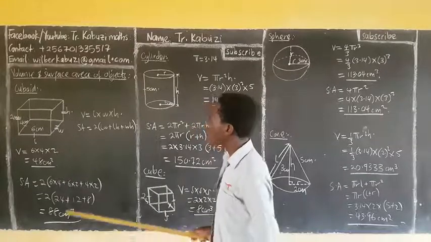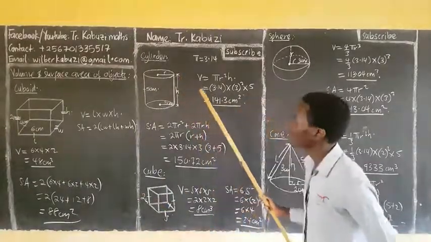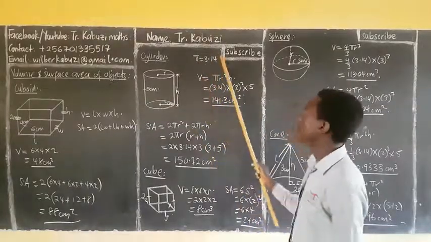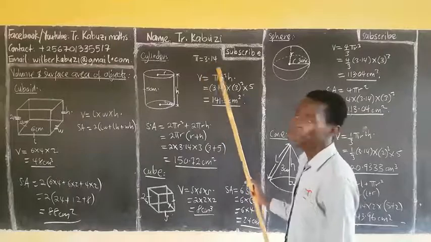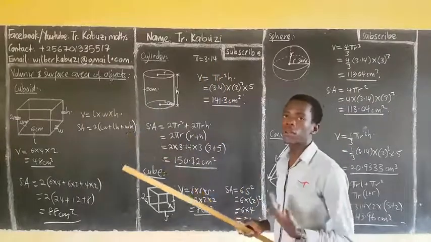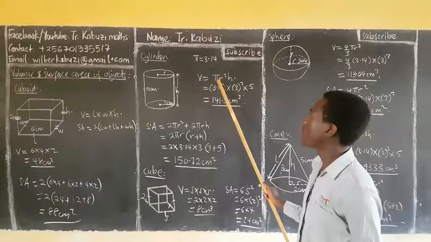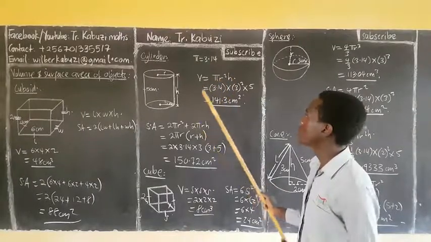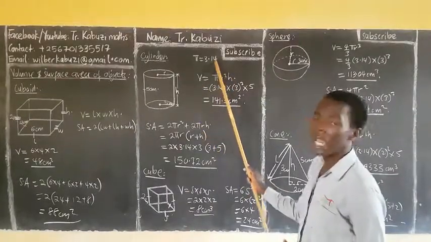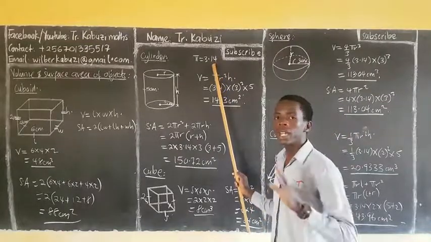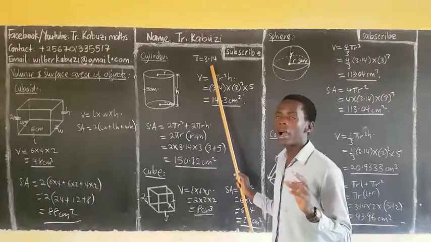Then when we come to the cylinder, in a cylinder we have the idea of pi. So if I define pi as 3.14, it means that's what we are going to use for that constant pi. From here, our volume is always pi r squared h. The value of pi is always given in the question. If they don't give it to you in the question, you leave the pi in your answer.